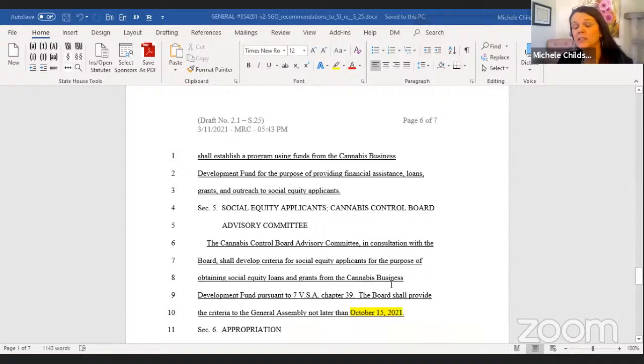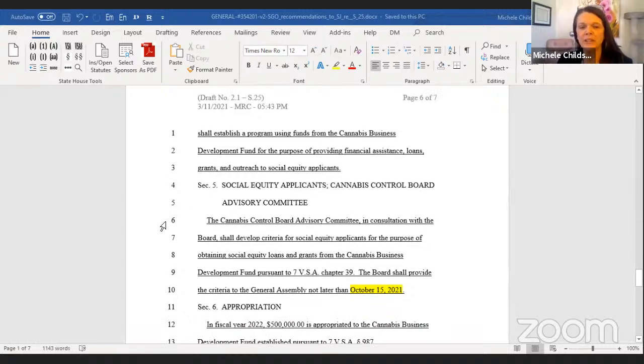Section 5, so you may be asking at this point, who's a social equity applicant? What GovOps came up with is they are asking the advisory committee, in consultation with the board, to develop criteria for social equity applicants for the purpose of obtaining the loans and the grants, and to report to the General Assembly by this October on what those criteria would be, so that you can pursue legislation if you're in session then, or you would do it in January, that you would add into that definition section earlier in this chapter the criteria for the social equity applicants.